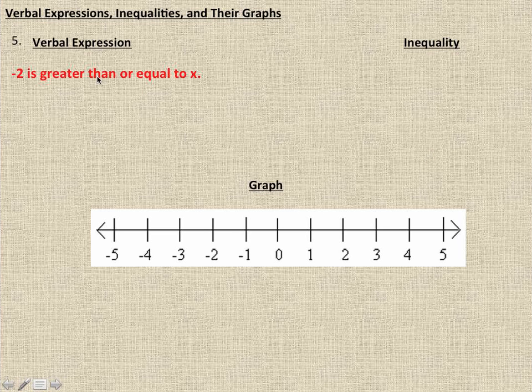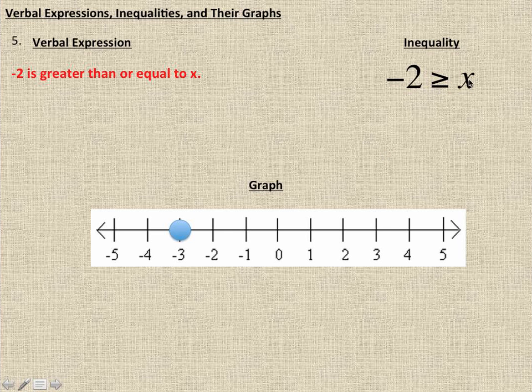Negative 2 greater than or equal to x. All right, so what's that look like? Negative 2 is greater than, so I need to think of what that symbol means. Or equal, so I got a little line underneath, to x. So there's my symbol. Negative 2 is greater than or equal to x. This part should be easy, especially if we do a little chart. Remember what greater than looks like. Looks like that. Equal. Put a little line underneath it. Bang. All right, now let's find some numbers that work.